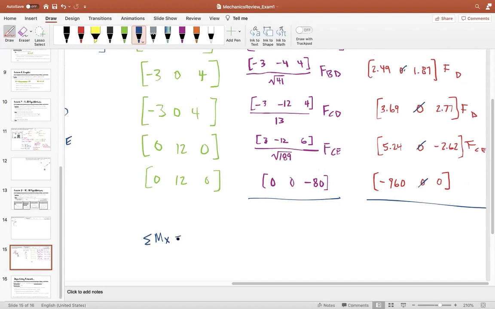Here, I can do that one real quick. Equals 0 because things aren't moving. What would my equation be? So it would be 2.49 times, wouldn't you multiply that by force D, right? Then plus 3.69 FD plus 5.24 FCE and then minus 960.